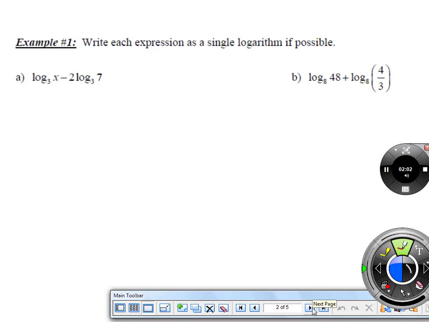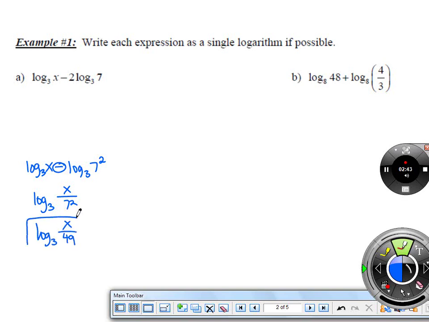So first here's an expression, log base 3 of x minus 2 times log base 3 of 7. My job is to write it, if possible, as one single log expression. It is possible because the bases are the same. So the first thing I would notice here is in the second term, 2 times log base 3 of 7, I can rewrite that as the log base 3 of 7 to the second power, according to the power property. Now, because the two logarithms have the same base but are being subtracted, according to the quotient property, this is the same as having the log base 3 of x over 7 squared. So I have here the log base 3 of x over 49.